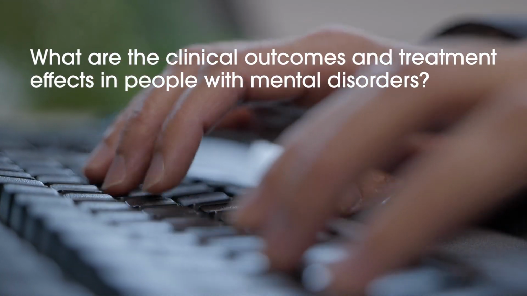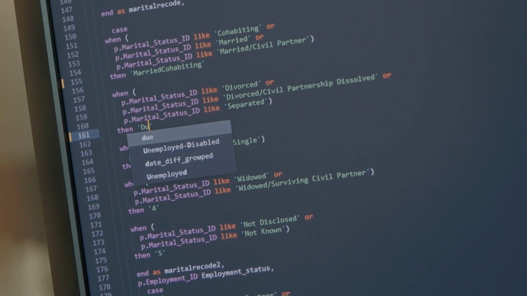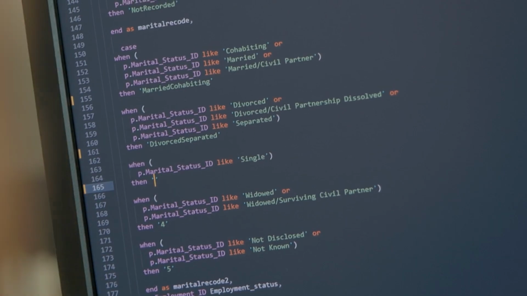I've done a number of studies using CRIS to analyse de-identified electronic health record data to better understand clinical outcomes and the effects of treatment in people with mental disorders.